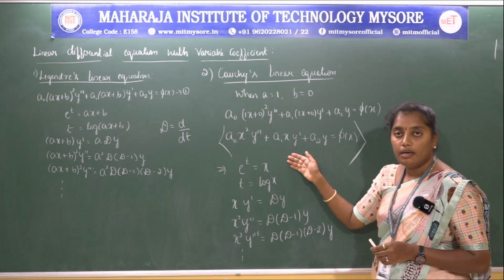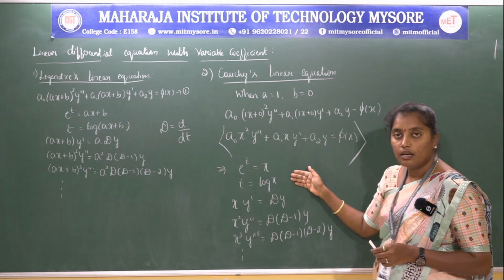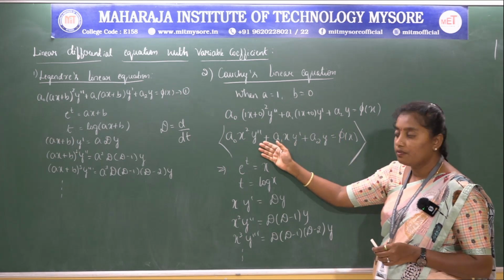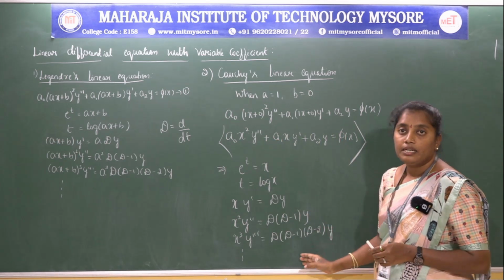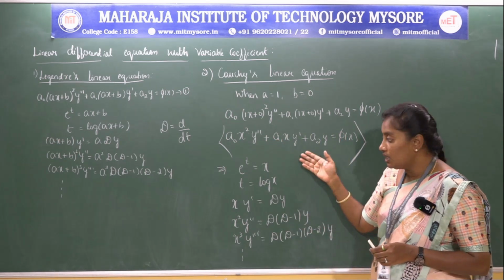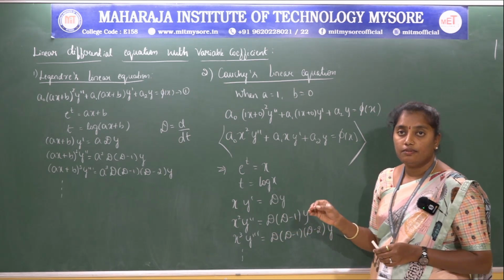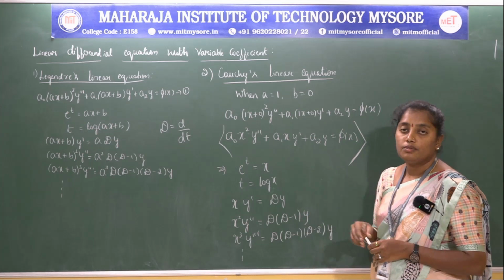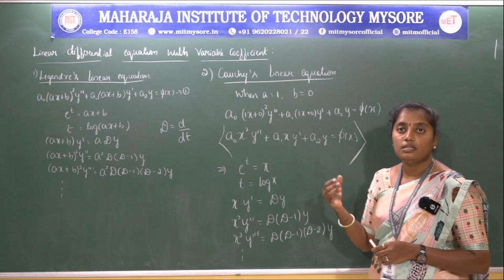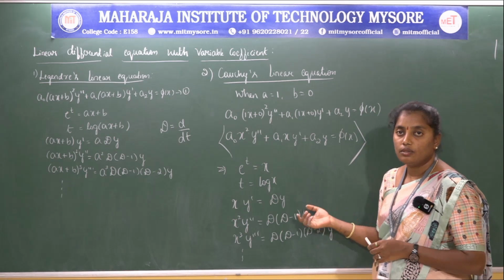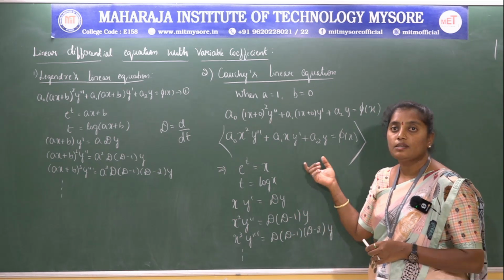First we have to take e power of t is equal to x, t is equal to log x, and depending on the order of the equation we have to take the derivative result, and then using the substitution we have to reduce this to an equation with constant coefficient, and using the regular procedure by finding the complementary function and particular integral we have to solve that equation. Let us solve some problems on this.